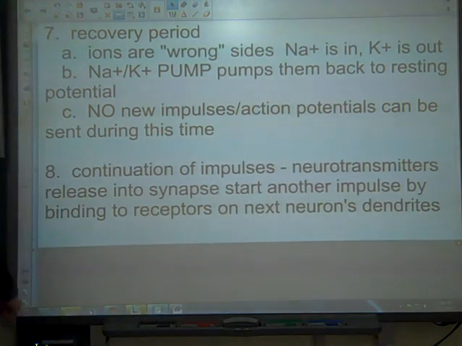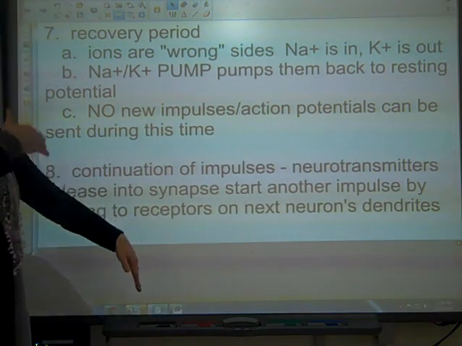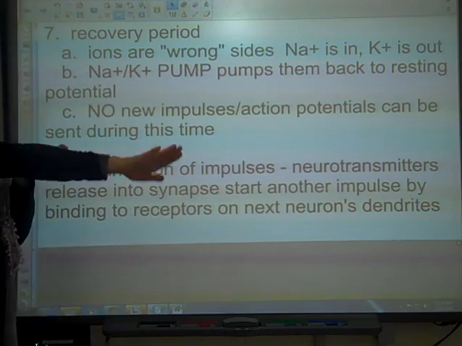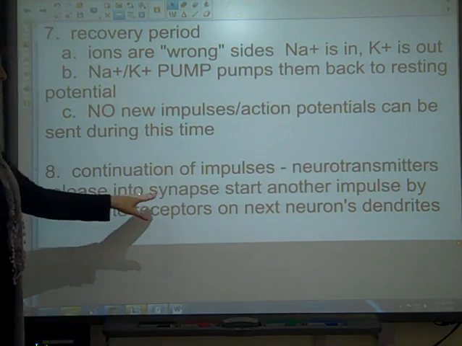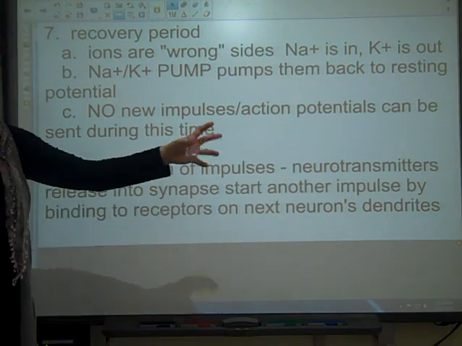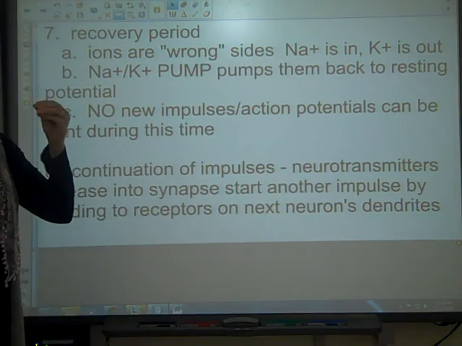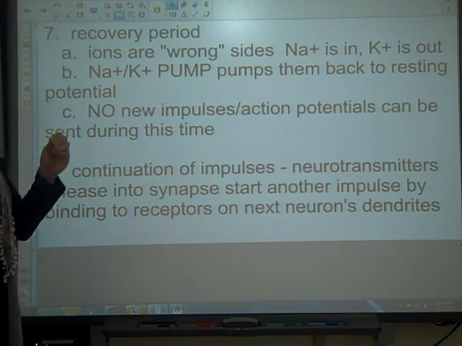And continuation of impulses. In order to continue from one to another neuron, we had to release those neurotransmitters into the synapse, and then those need to be picked up by the next neuron's dendrites.